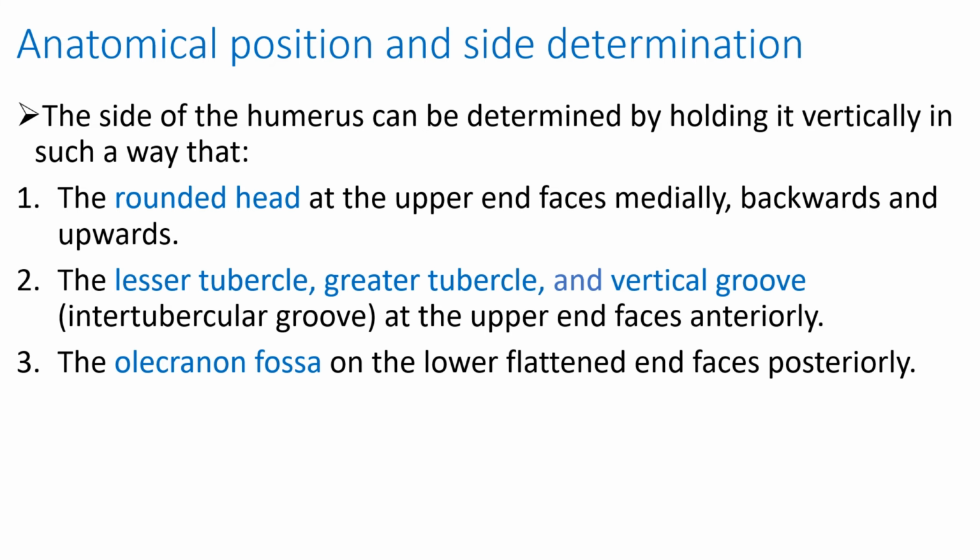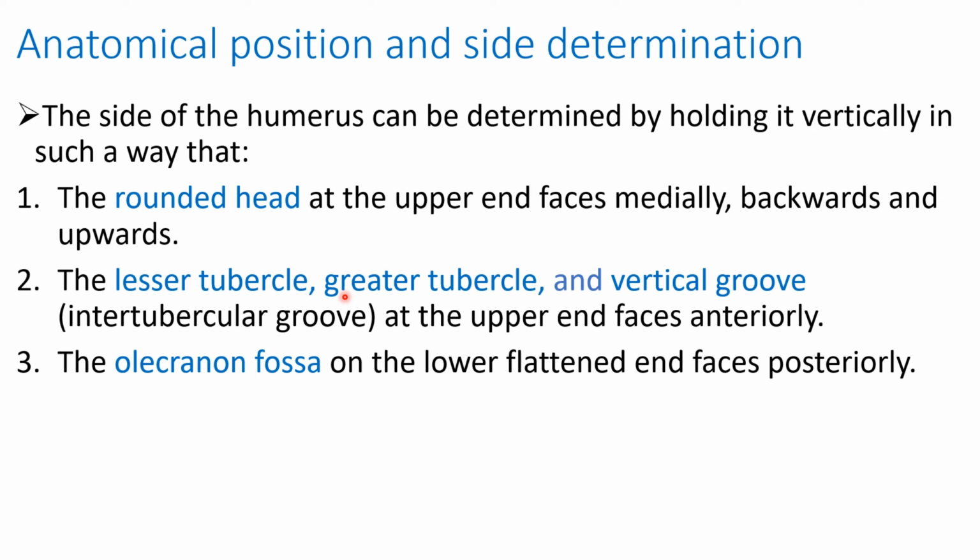Then to determine the position of the humerus anatomically and its side, it should be held in such a way that it is vertical. So you hold the humerus bone vertically, and then the rounded head at the upper end should face medially, backwards and upwards. So it faces medially, backwards and upwards. So that's where the rounded head will face.